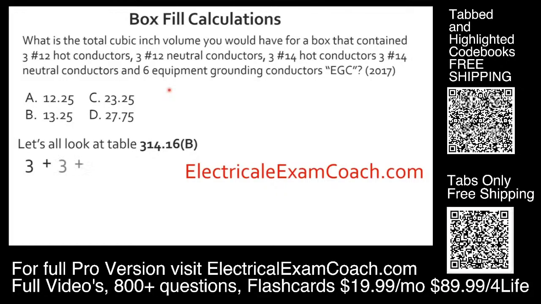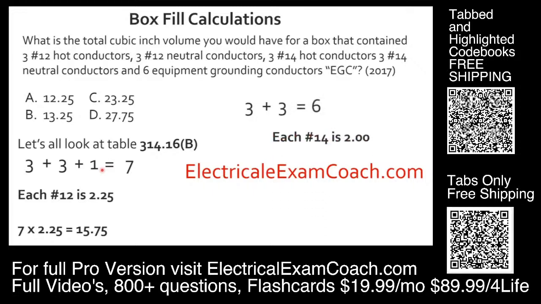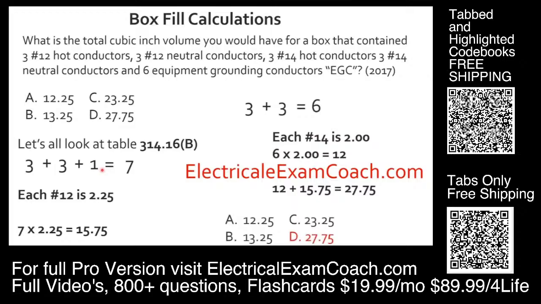We know we got 3 hots, we know we got 3 neutrals, and we're going to group all of those equipment grounding conductors, counting them as 1 with the largest, which happens to be 12. We bear that math out. Now let's deal with the 14s. We had 3 hots, 3 neutrals. Don't have to deal with any grounds. They've already been dealt with. We bear that math out, total the two together, and we end up with 27.75 cubic inches.